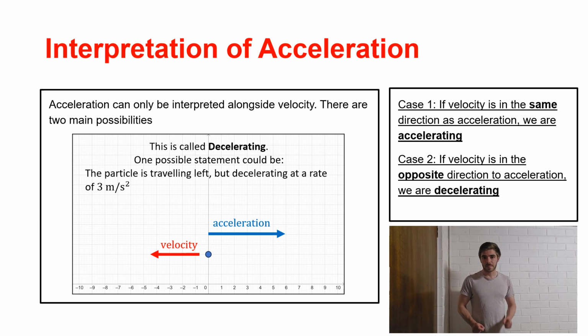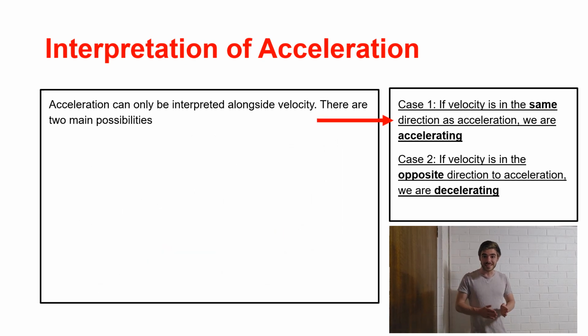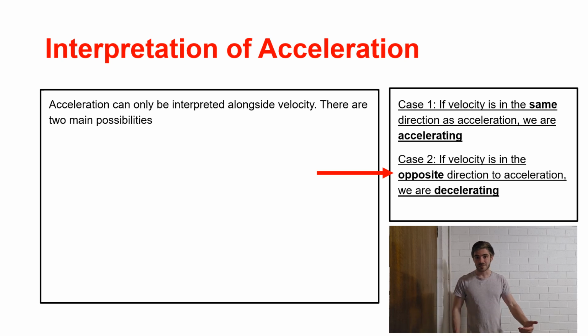So to summarize, if your velocity and acceleration are pointing in the same direction, then you are considered accelerating. But if your velocity and acceleration are pointing in different directions, then you are considered decelerating.